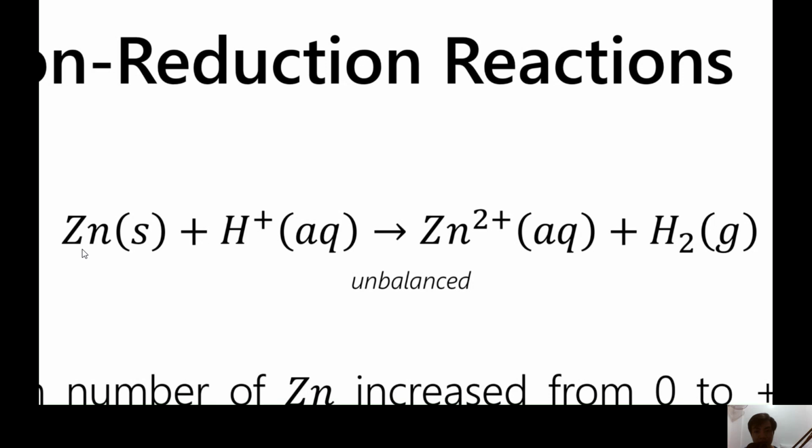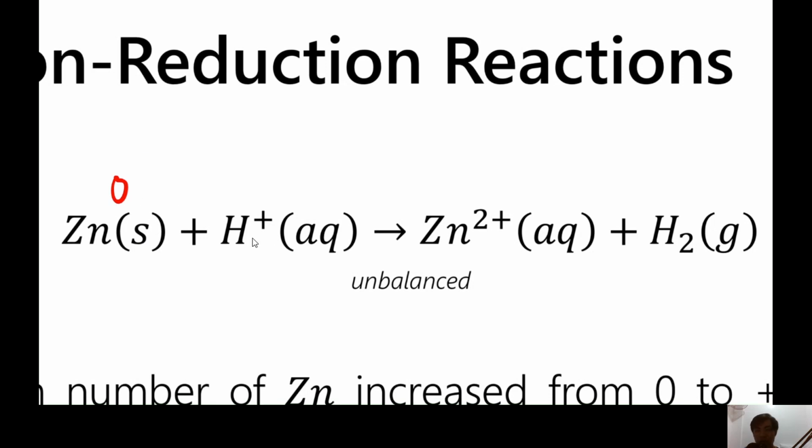So Zn(s) is solid zinc. If you have a solid metal, its oxidation number is usually 0. If it's a metal and it's solid, it's 0 right away. I don't want to joke about the score in the quiz, but it's 0 for a solid metal. Keep that in mind.